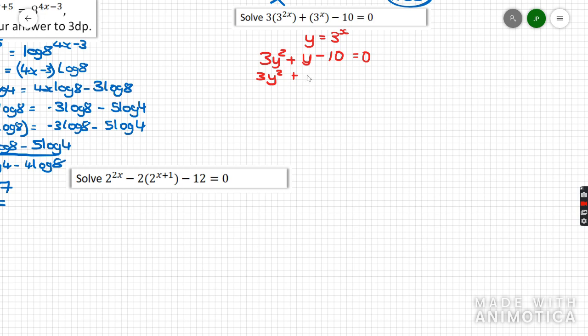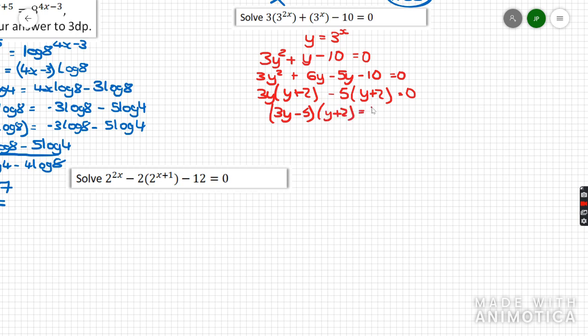So we'll have 3y squared, 6y, and a minus 5y minus 10 equals 0. So we'll have 3y lots of y plus 2 minus 5 lots of y plus 2. So 3y minus 5 and y plus 2 equals 0. So we'll have y equals 5 over 3, y equals minus 2.